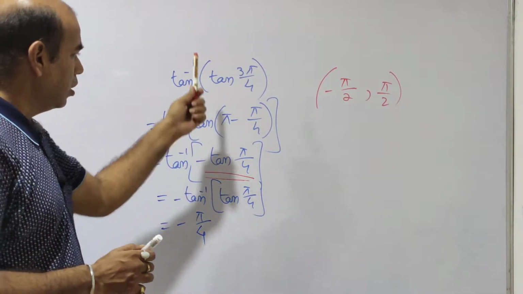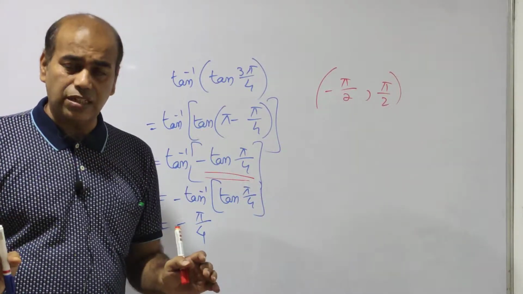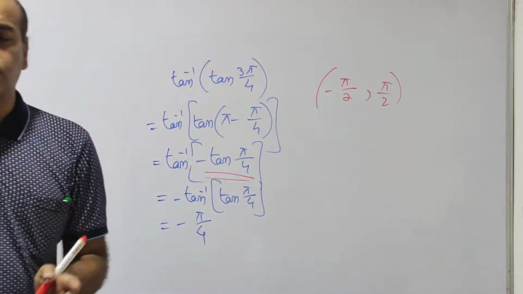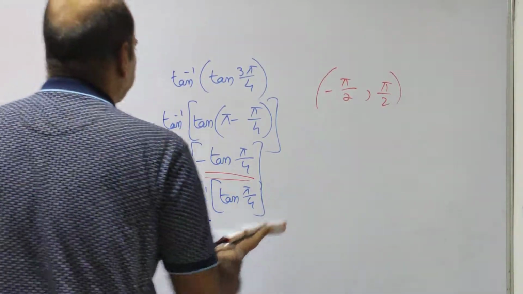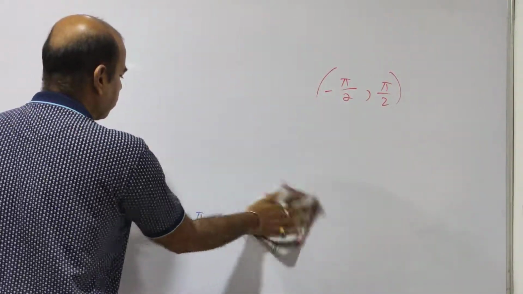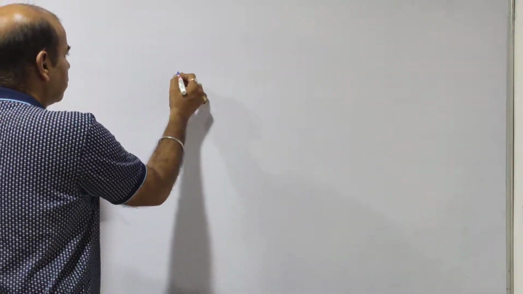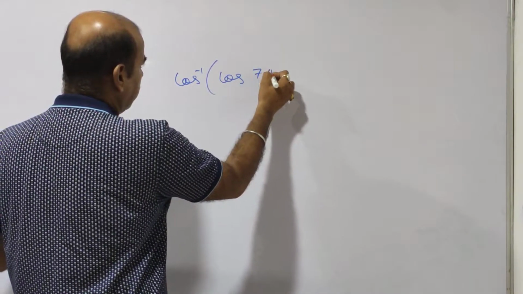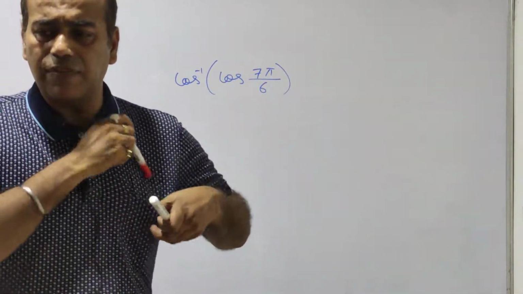I hope, students, this is making the concept of the range easier and more proper for you all. I am writing one more question. This time I will write a question with cos, a bit different when we do it with cos. It is cos inverse cos 7 pi by 6.